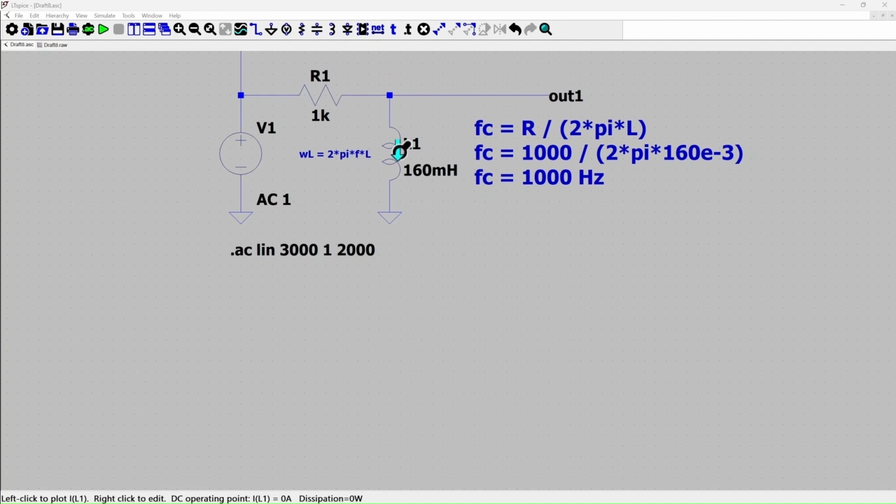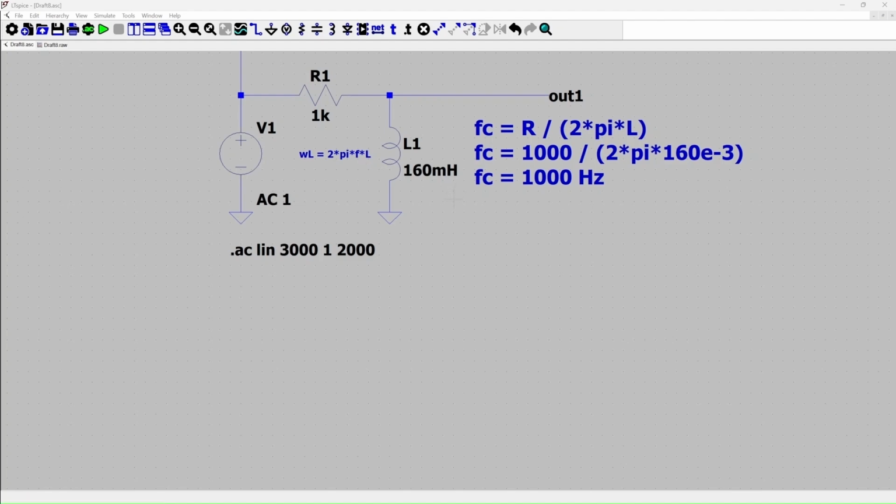My R is 1 kilo ohm, my inductor is 160 millihenry. And from the basics, we know that the impedance of an inductor is given by the formula 2 pi FL. And when F is low, the impedance of the inductor is low. For example, for F equal to 0, that is DC, the inductor acts as a short circuit. And when F starts to increase, the inductor tends to become an open circuit.